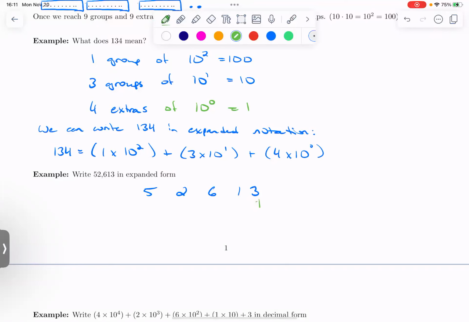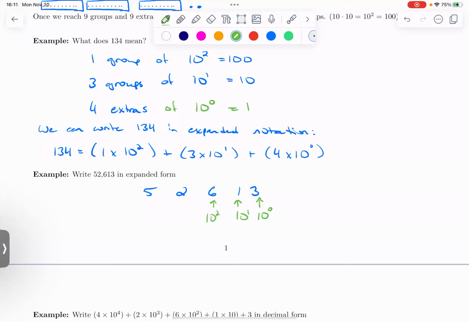And so here, 3 times 10 to the power of 0, which means as I'm moving out each placeholder, I'm increasing my power of 10 by 1. So the next digit is going to be 10 to the power of 1.